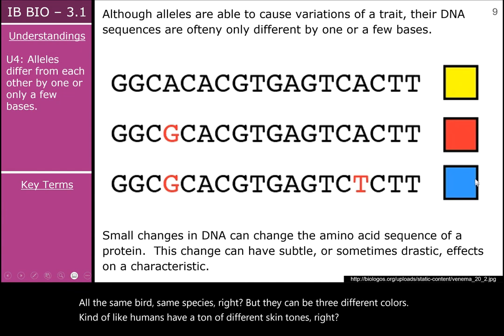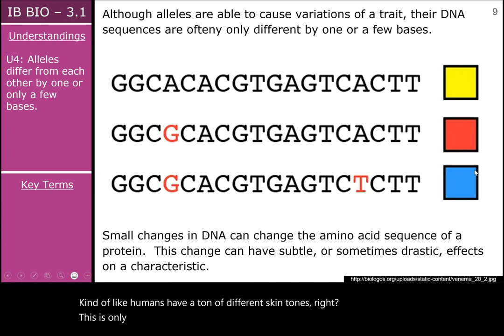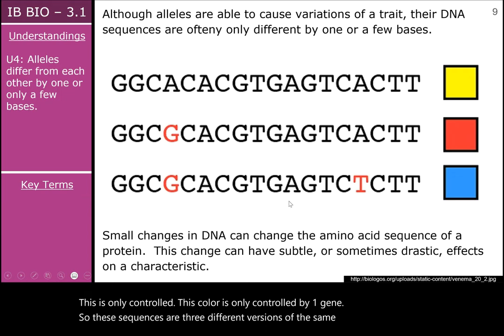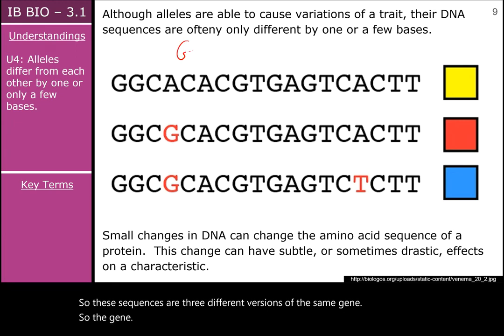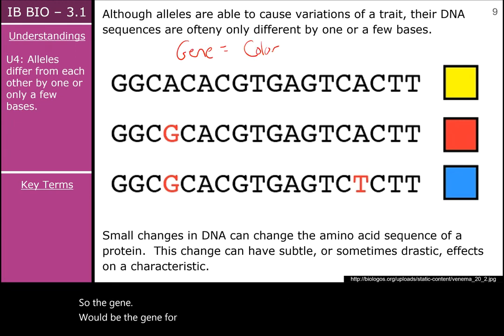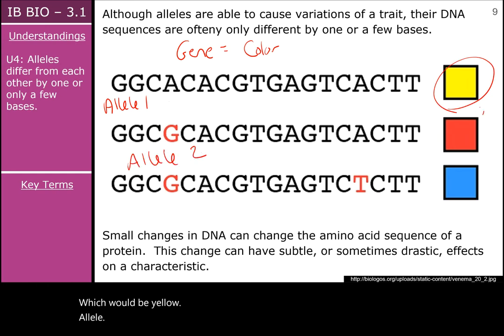Well, this color is only controlled by one gene. So these sequences are 3 different versions of the same gene. So the gene would be the gene for color, right? And this is allele 1, which would be yellow. Allele 2 would give you red. Allele 3 would give you blue.